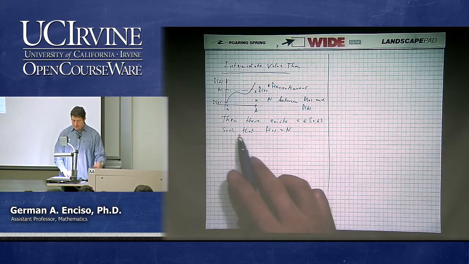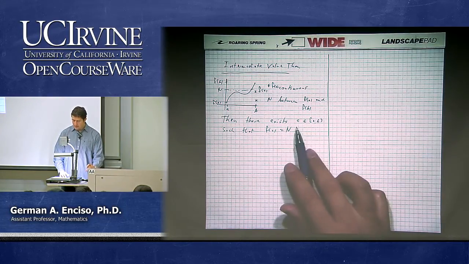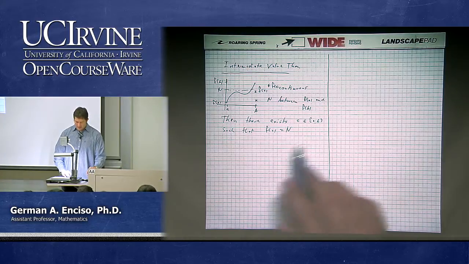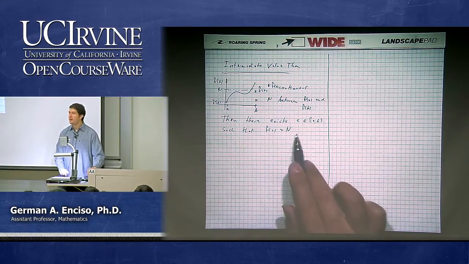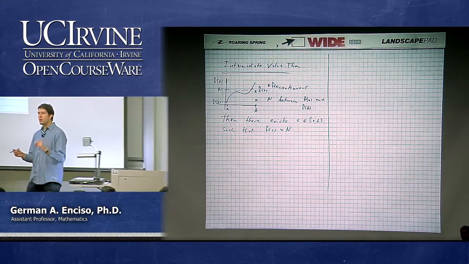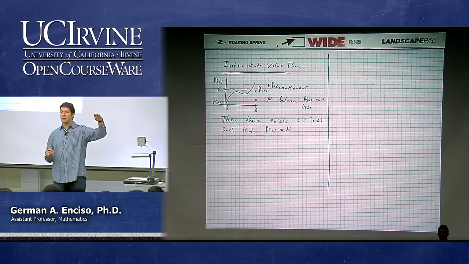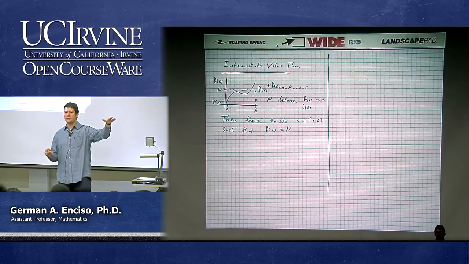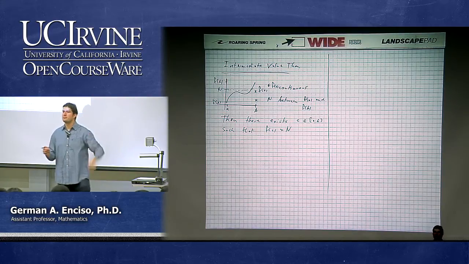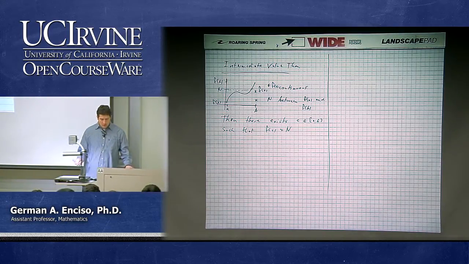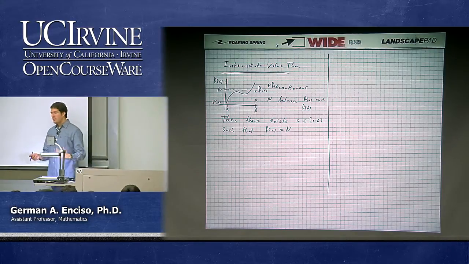Technically speaking, what we say is that there exists a point c between a and b such that f of c is equal to n. If you think about it, having a point such that f of c is equal to n is the same thing as crossing the horizontal line, because at that point you're touching the horizontal line, right? Okay, so great. Let me say a couple of things.